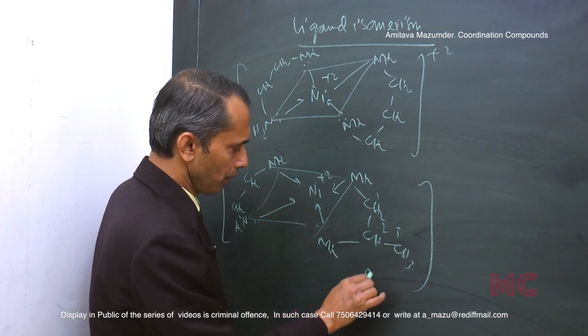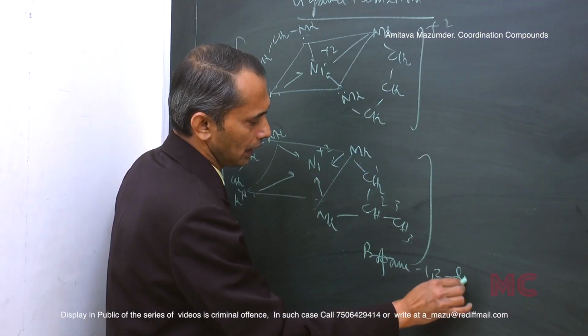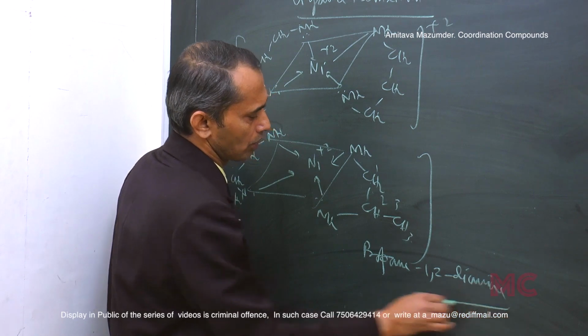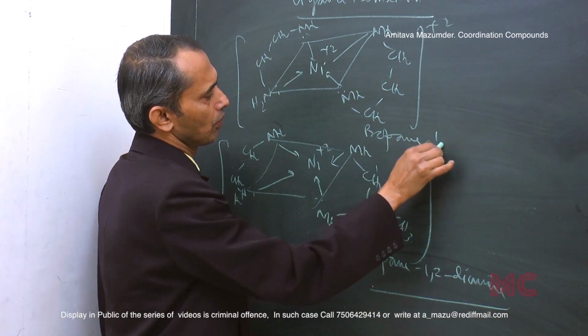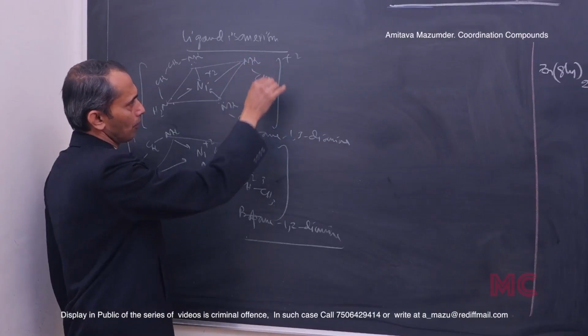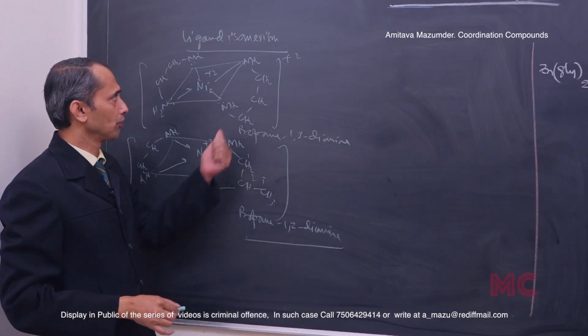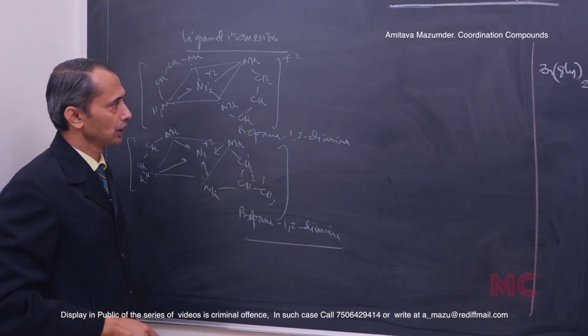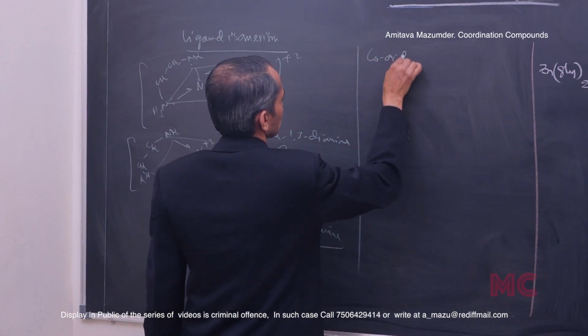This is basically propane 1 2 diamine, and the other is propane 1 3 diamine. So obviously the complex having different ligands, and the ligands have that isomerism, so therefore it is a ligand isomerism, we can say. Next, if we talk about the coordination isomerism.